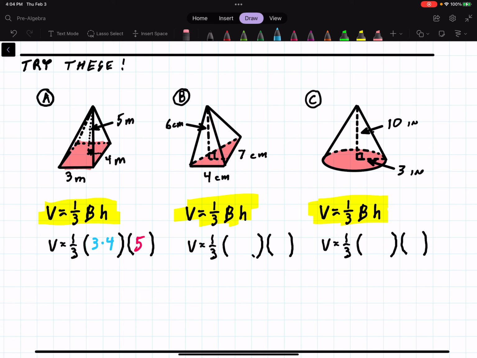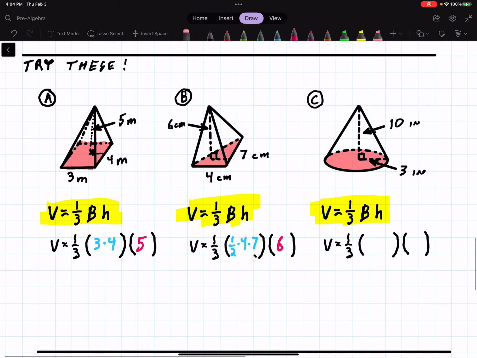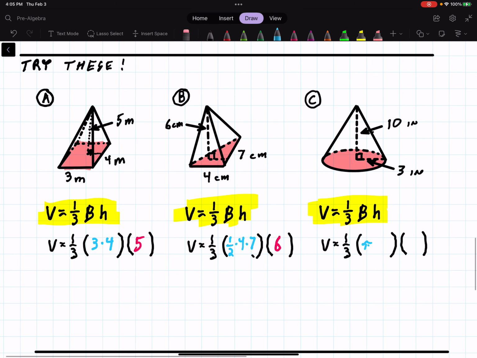With the triangular based pyramid, we know that the area of a triangle is 1/2 base times height. Well, our base here is 4 times 7, and then the height on this guy is 6. And finally, on the cone, we know that the area of the circle is pi r squared. R is 3 squared, times the height, which is 10 inches.